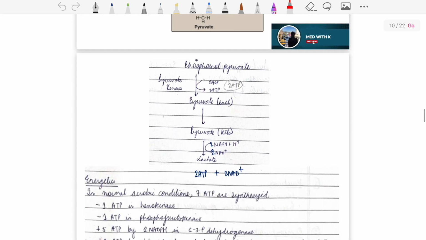Now, if we have to talk about the anaerobic glycolysis, you will see that this PEP is converted to pyruvate. Okay, we saw that. Now, this pyruvate was in its enol form, so it is converted into its keto form, right? Now what happens is over here 2 NADH gets converted to 2 NAD plus and lactate is formed. So the end product is 2 ATP plus 2 NAD plus, right?